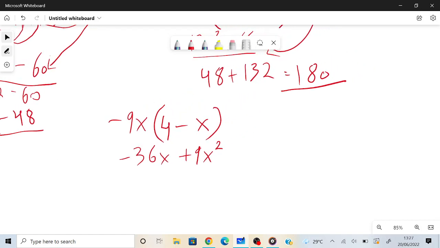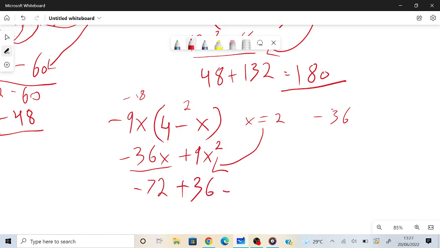So again, saying x is equal to 2, put the 2 back here, you have 4 minus 2, that's 2. Putting 2 over here, you have minus 18. Minus 18 times 2, that is minus 36, if I'm not wrong. Yep, it is. That is minus 36. And then putting 2 over here, you should get the same thing. So minus 36 times 2, you get minus 72. And then 9 times 2 squared is plus 36. And doing that you again get minus 36. So this expansion is correct as well.